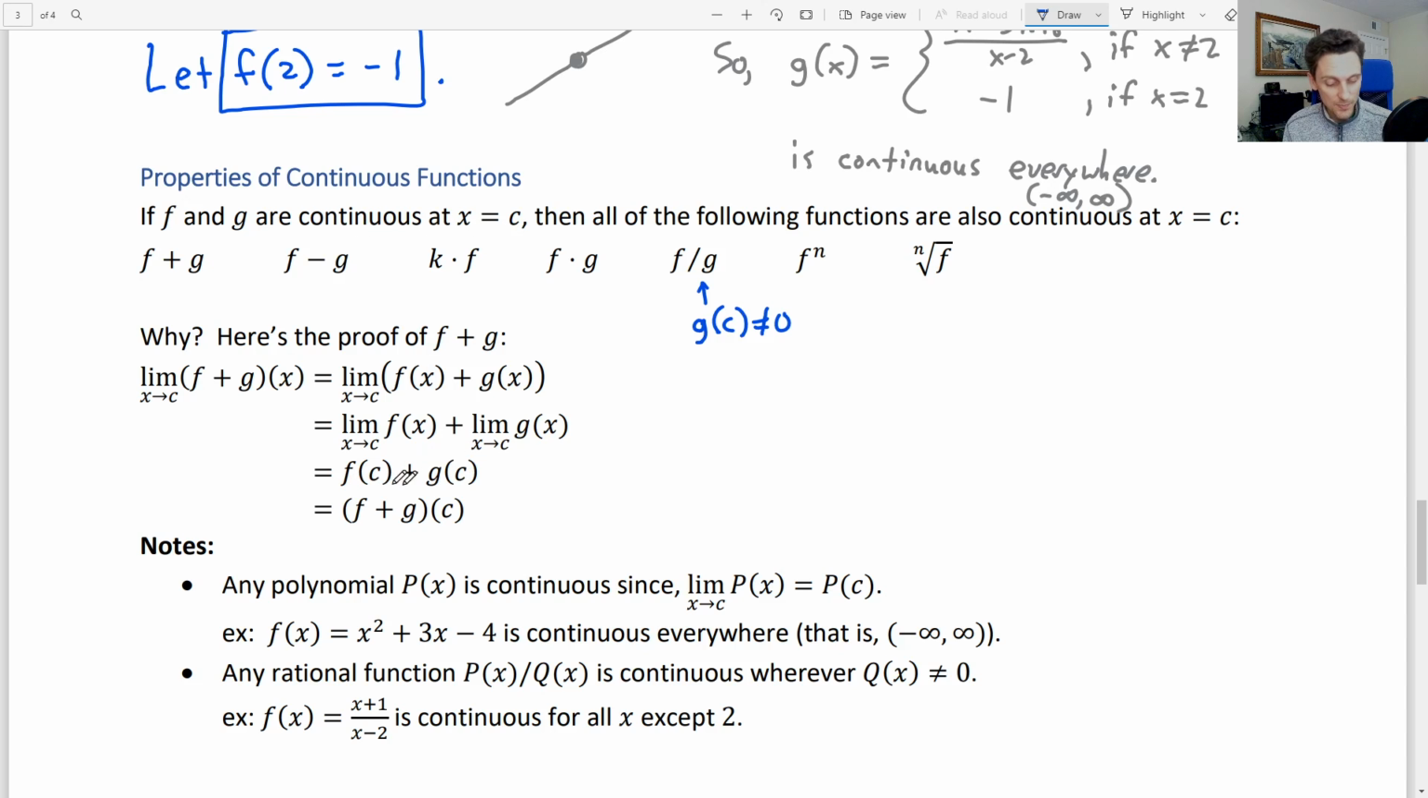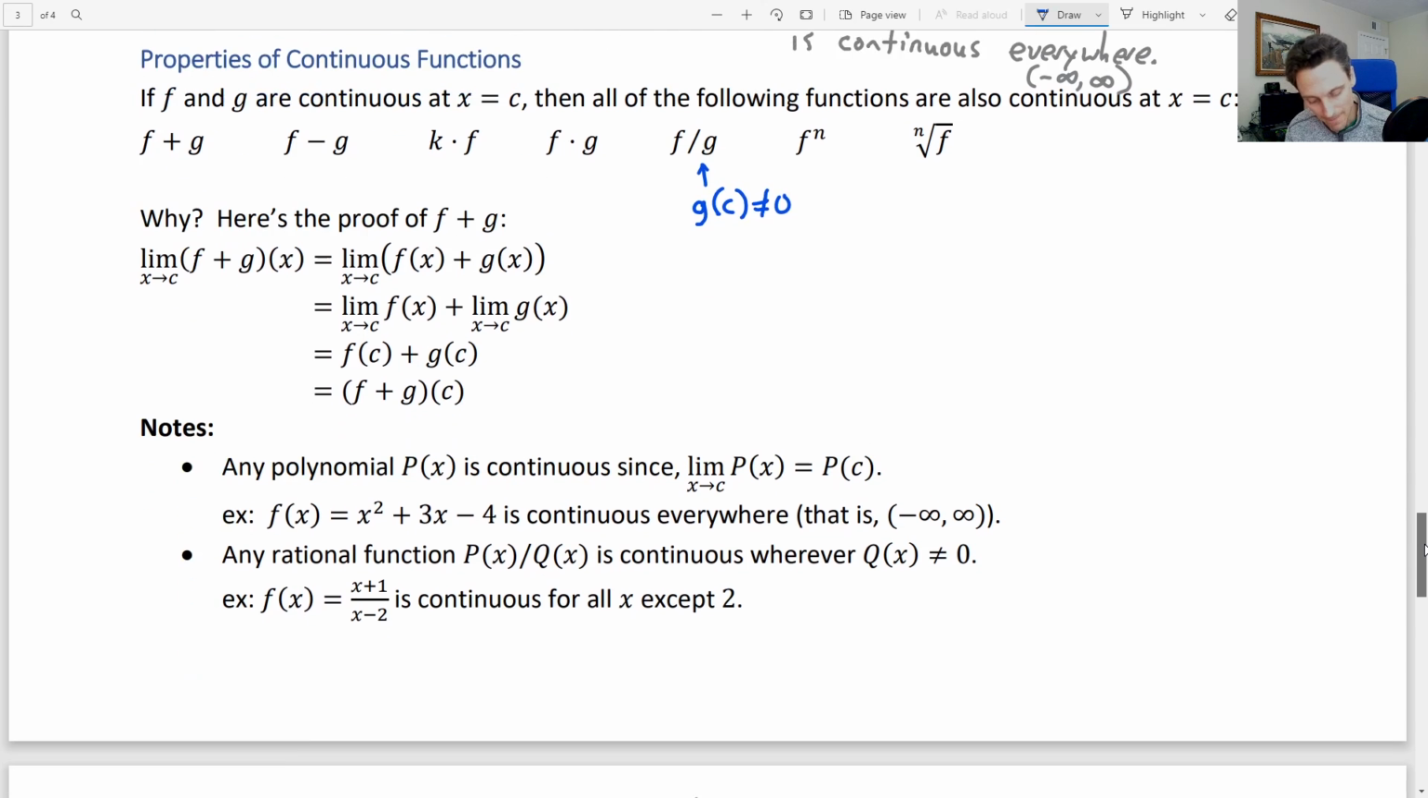But this is, just by definition, f plus g of c. We're not really factoring out a c here. By definition, the function f plus g is just the y values of f plus the y values of g, which is what's represented here. f of c is the y value of f, and g of c is the y value of g. So this is just definitional, or notational, you could say.